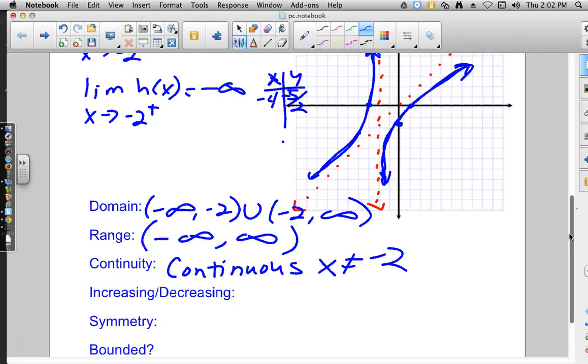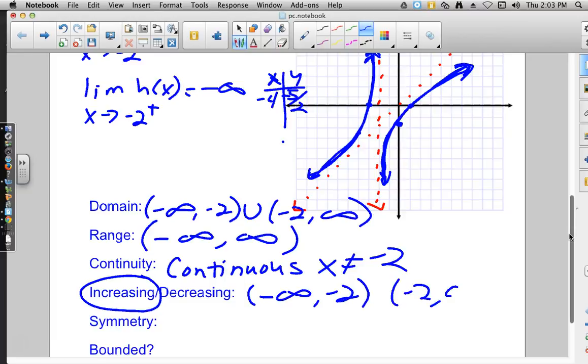Increasing and decreasing. Well, let's take a peek here. As we draw this branch from left to right, we're going up. As we draw this branch from left to right, we are going up. So both of these pieces are going to be increasing. We just need to go ahead and put the intervals. So from -infinity to our -2, and then hop over that -2 and go on to infinity. And those are both going to be increasing.